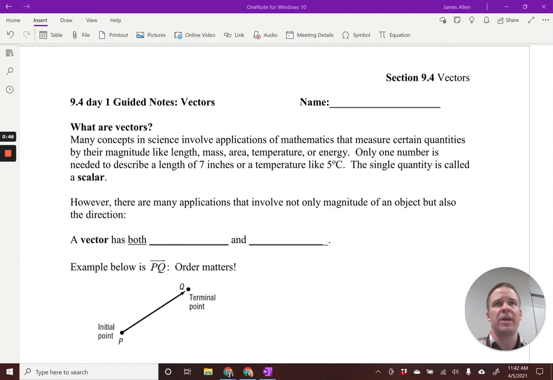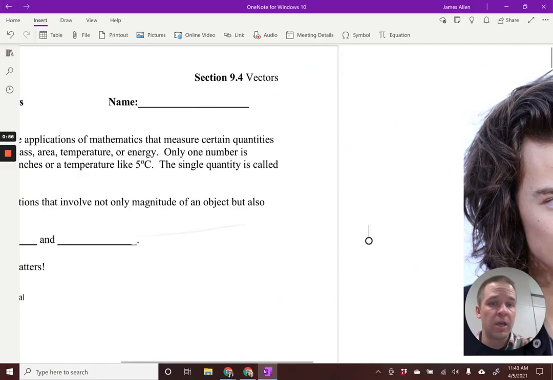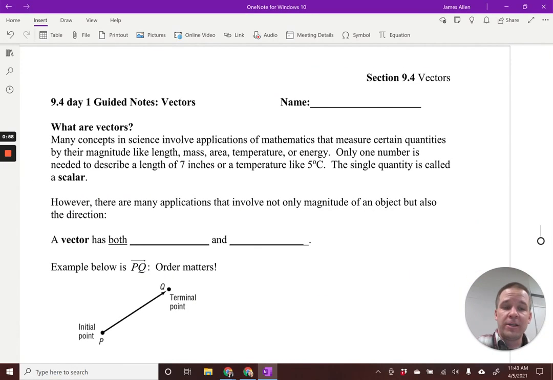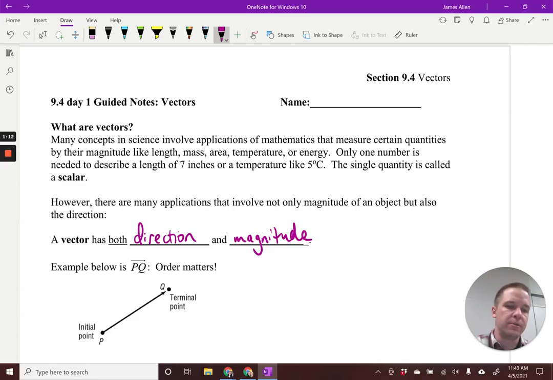However, there are also applications where, if I say you traveled 20 feet, I want to know in what direction you went. A vector is going to give us that. It gives us both direction and magnitude, the length that we're maybe traveling. So direction and magnitude.